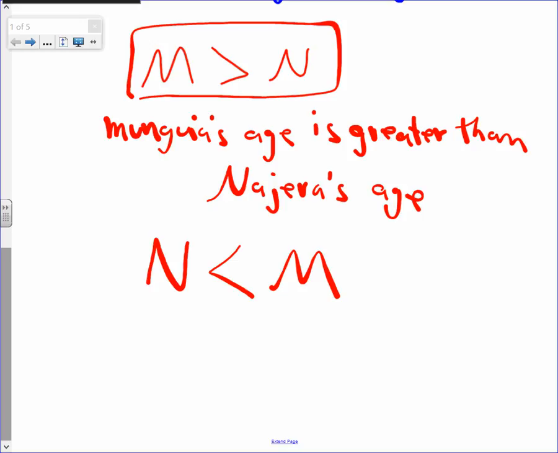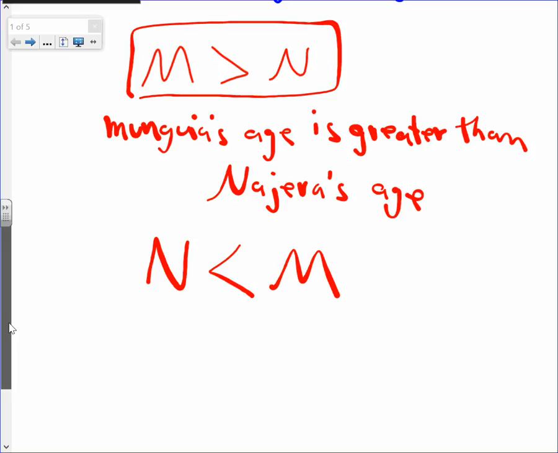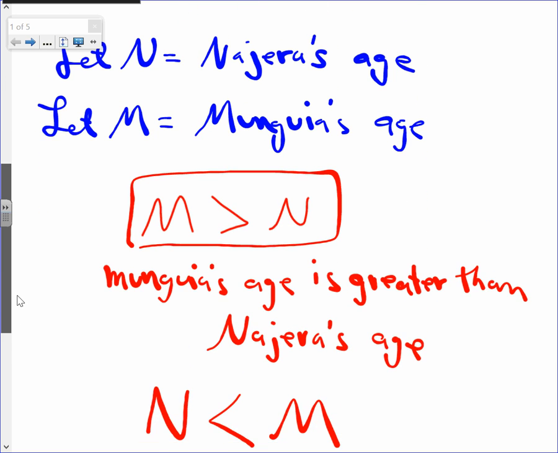Pretend it's like a Pac-Man mouth. The Pac-Man wants to eat whatever's bigger. So whatever the Pac-Man is facing with his mouth open, that's the bigger, the greater portion, so to speak. Okay, so far so good. Naheda is less than Mungia. Mungia is greater than Naheda. They're saying the same thing in a different way. Now, back to our graph. That's a little review of greater than, less than.